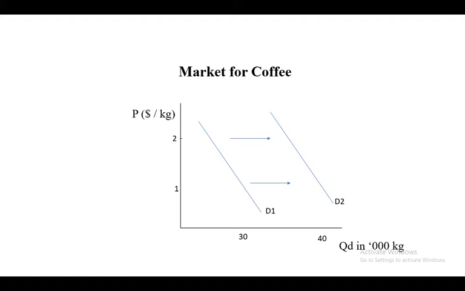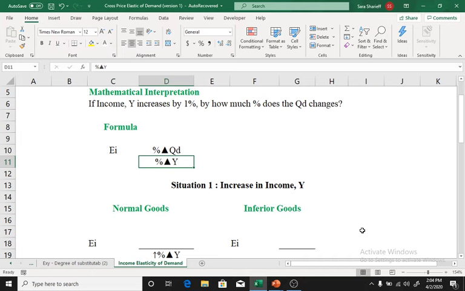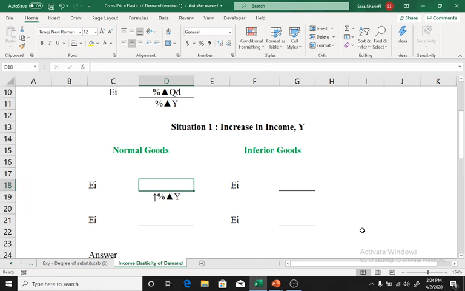Now remember, right now we are studying income elasticity of demand. The two variables that we are studying are income and quantity demanded. Apply the assumption of ceteris paribus. All other variables are constant. What does that mean? Let's say price is also constant. So let's say at $1, 30,000 kgs of coffee was being demanded, now at $1, 40,000 kgs of coffee is being demanded. So we got the answer to a question. When income increases, in case of normal goods, the demand curve shifts right, price is constant. At the same level of price, a higher quantity is being demanded.